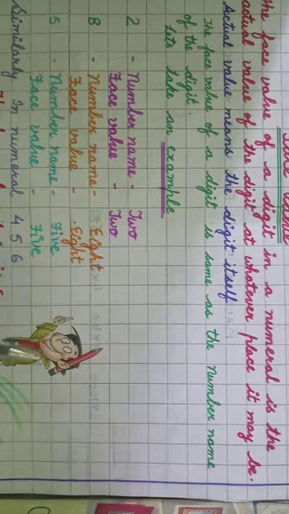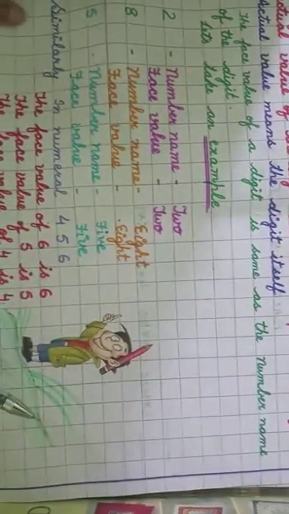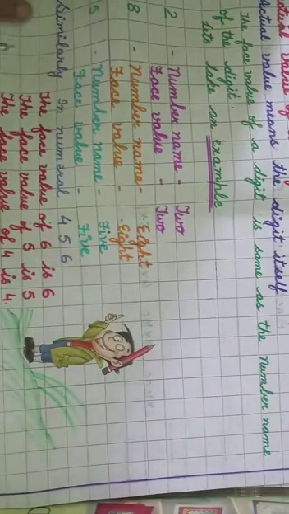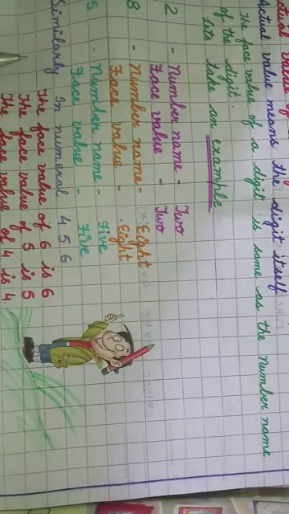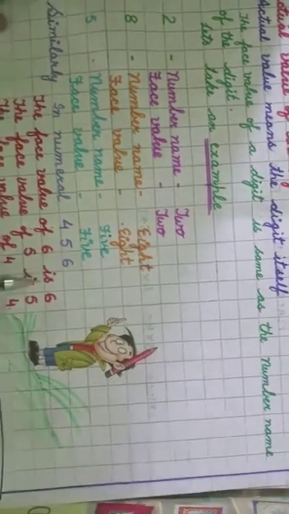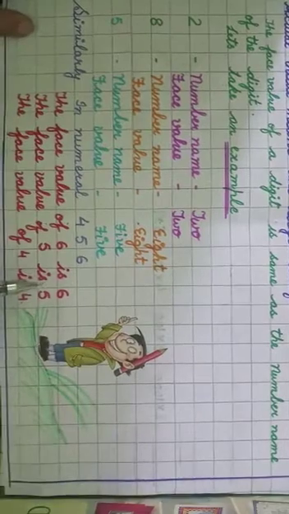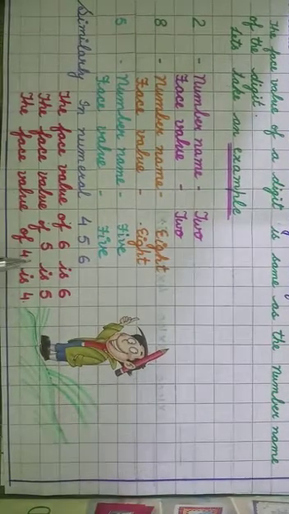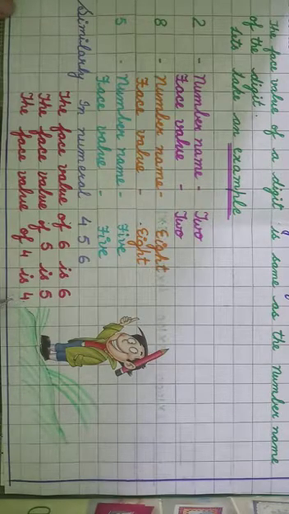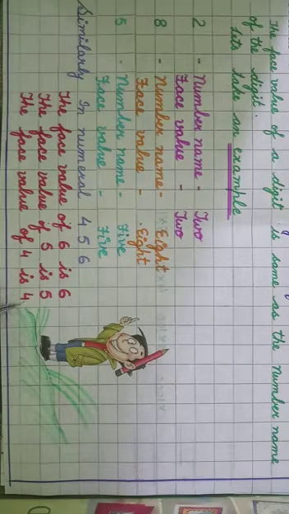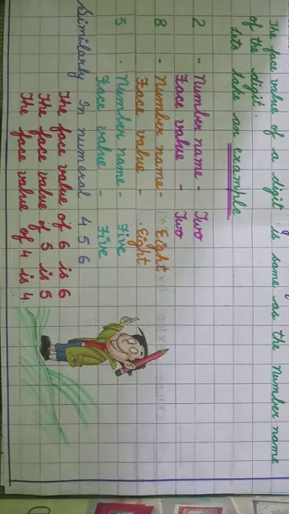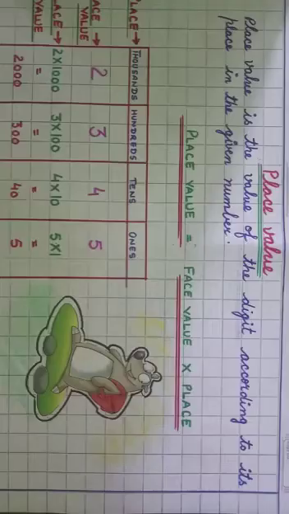Similarly, in numeral 456, the face value of 6 is 6. The face value of 5 is 5. And the face value of 4 is 4. Clear, beta? It means that the face value is the same as we read or call any digit.